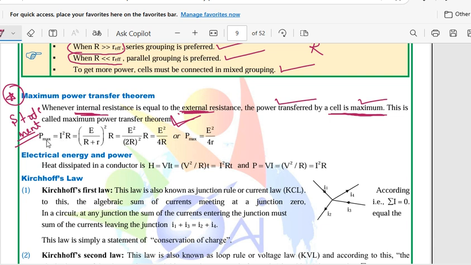That is P maximum equals I squared into R, where I is E divided by (r plus R), the whole squared, into R. So this is the power transfer formula.